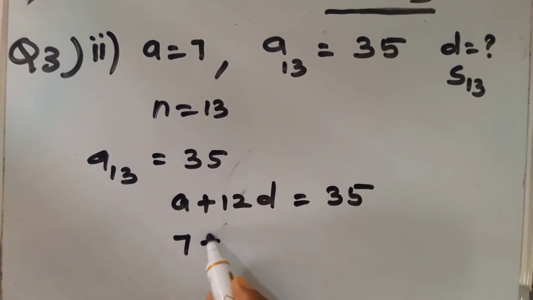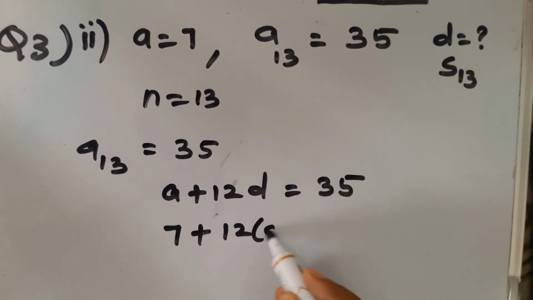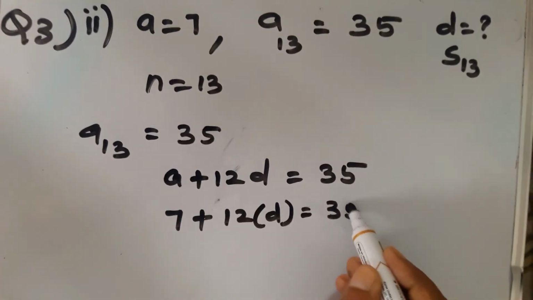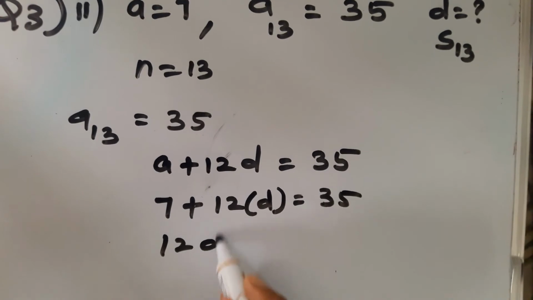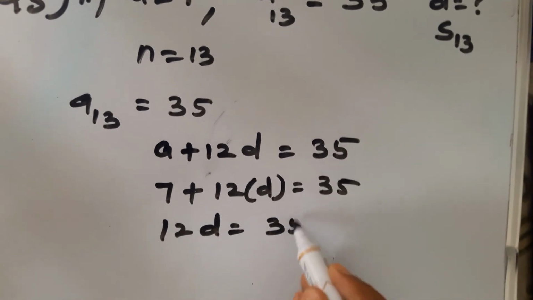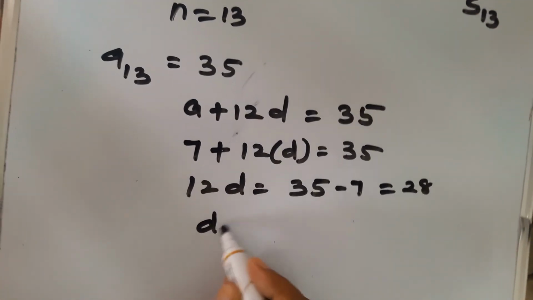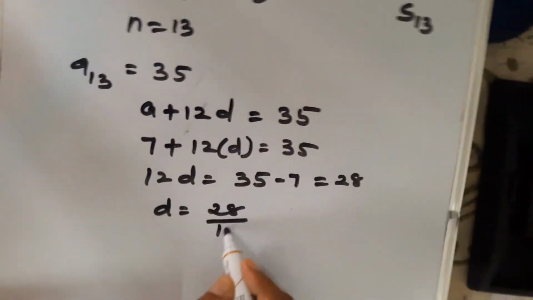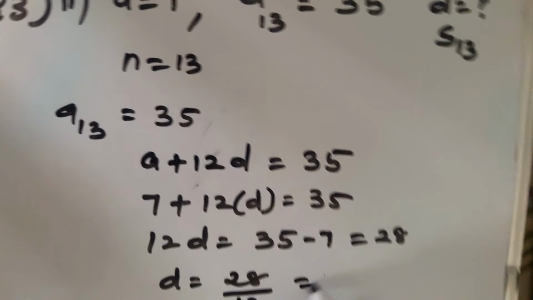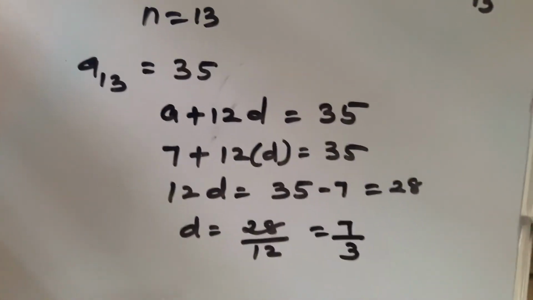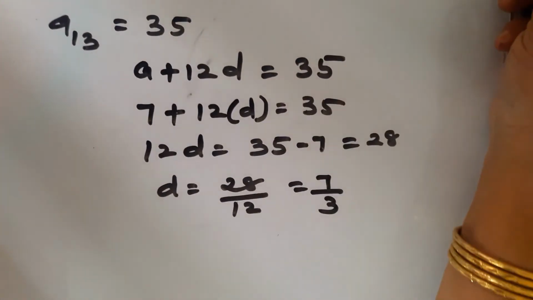So A is 7 plus 12D equal to 35. Keep this 12D on one side. Bring that 7 to the other side. 35 minus 7, that is 28. So D will be equal to 28 by 12. That is equal to 7 by 3. Okay. So you got D. One part is over. D we got.